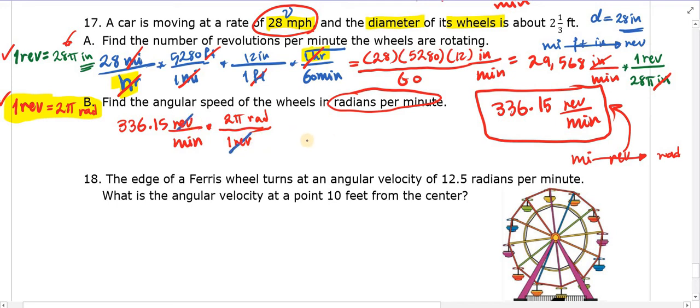Now, these will cancel together, and you're going to multiply with 2 pi. So you're going to multiply with 2 and 3.1415. The answer will be 2,111.99 approximately, or you could say it's approximately 2,112. The measure is radians per minute. I hope this is clear.